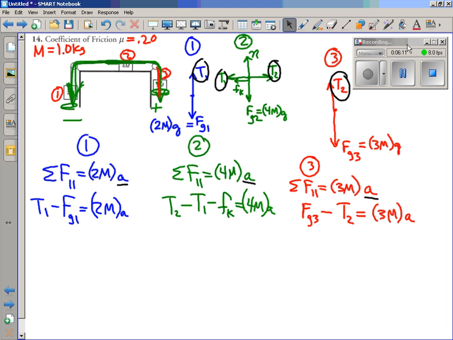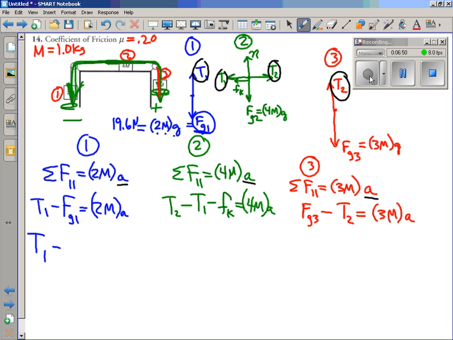What do we know and what don't we know? So in the first problem here, and for the first object, T1 is something we do not know. So that's one of the things we're solving for. We do know the force of gravity on object 1. Since m, so the force of gravity on object 1, that's this, 2 times 1 times 9.8. That gives us 19.6 newtons. 19.6 newtons equals what the force of gravity acting on object 1 is.